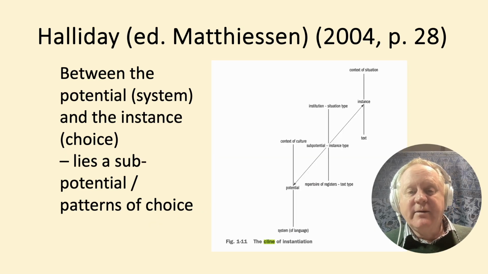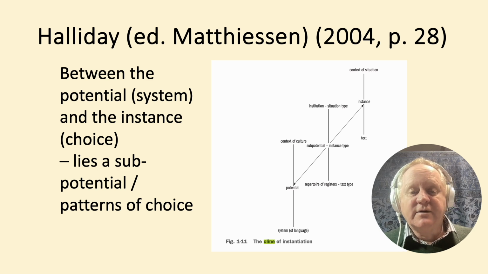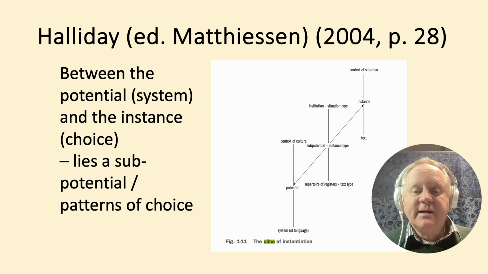Such choices pattern within texts, within what are called registers or text types of language, which are sub-potentials operating within specific contexts. The concept of systemic sub-potential or register means that we are not entirely free to use the full resources of language wherever we go. Instead, we are constrained in particular contexts to use a subset of the overall language potential for meaning.